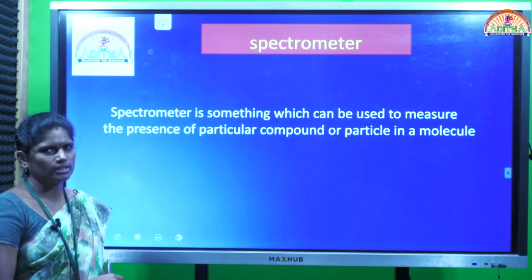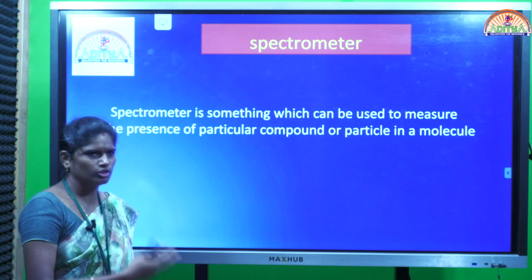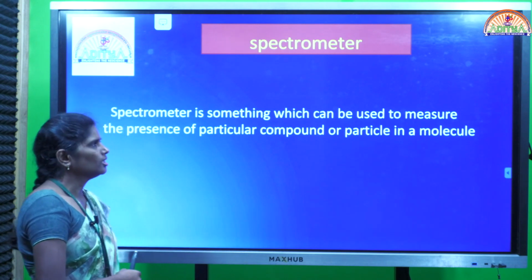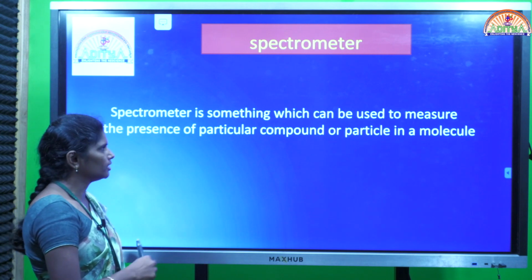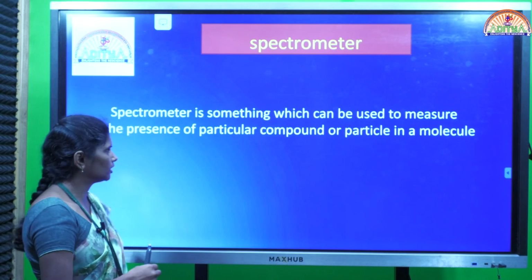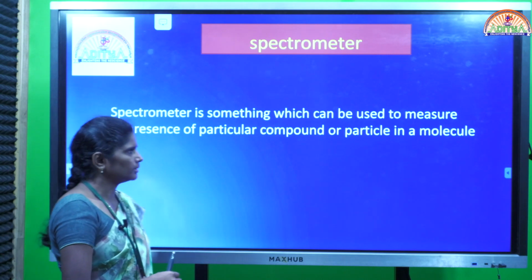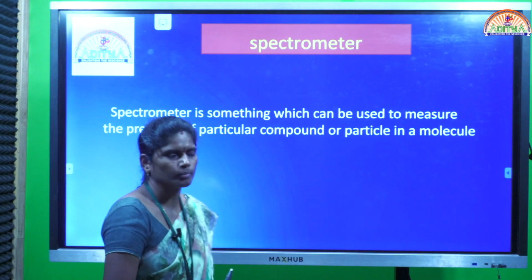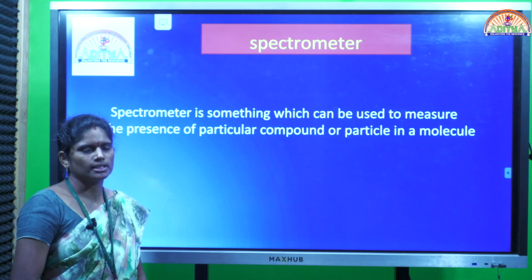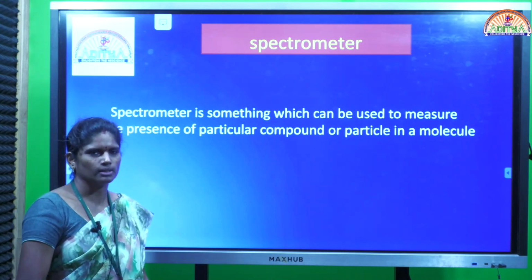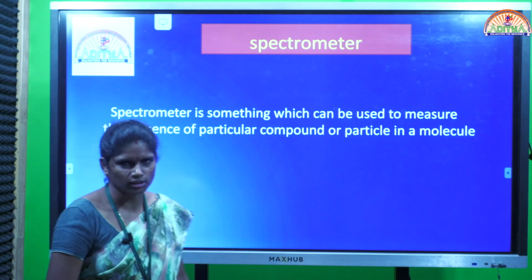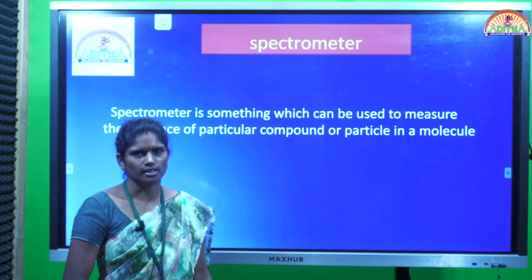And here are the specific terms which we will be encountering in the spectroscopic process. So a spectrometer is the term which is used for the instrument which is normally used to measure the presence of a particular sample molecule or compound in the given sample. These spectrometers are designed in such a fashion that they measure the responses given by the sample upon its interaction with the electromagnetic radiation.